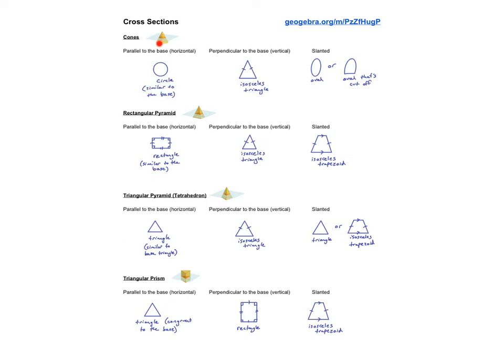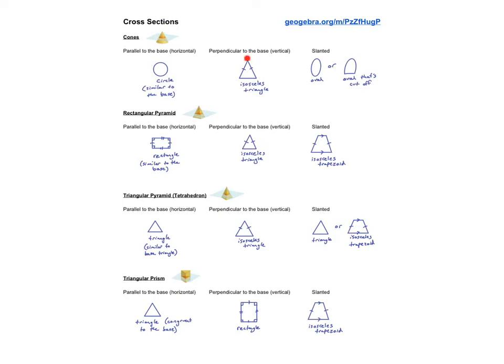Because if you think about it, this base here, this circle at the bottom, is obviously larger than this circle right here. And it'll get smaller and smaller the higher up you cut it, and bigger the lower down you cut it. So, that's always true. When you have a pyramid, any cut parallel to the base makes the same shape as the base, but it's similar, not congruent.